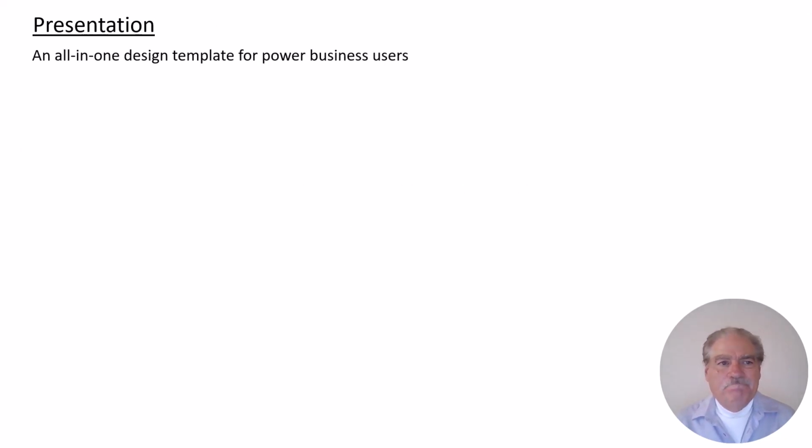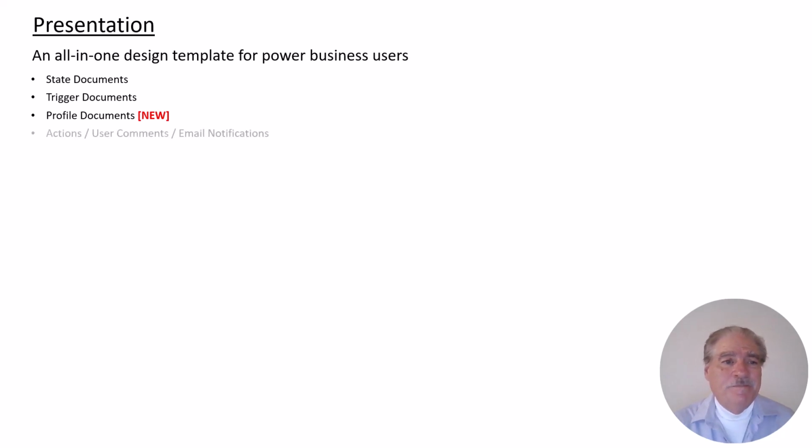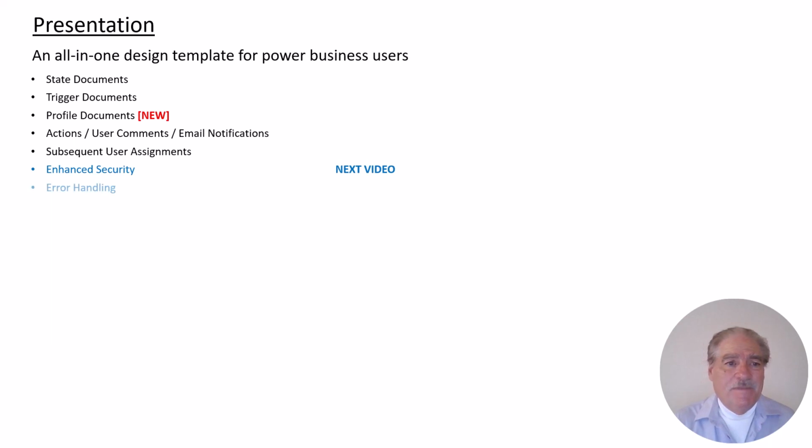So what have we looked at? Well, it is an all-in-one design template for Power Business users. We took a look at state and trigger documents, the new profile documents, enhanced functionalities, allocating users downstream in the process, and for next week, we'll be looking at these particular subjects: enhanced security, error handling, fundamental in any workflow paradigm, migrating from one version to another, as well as a recap of what Workflow Ascendant 8.5 is all about.